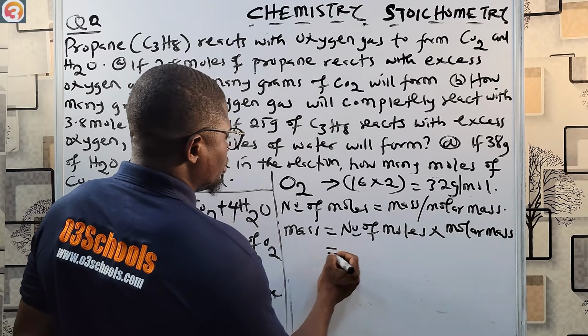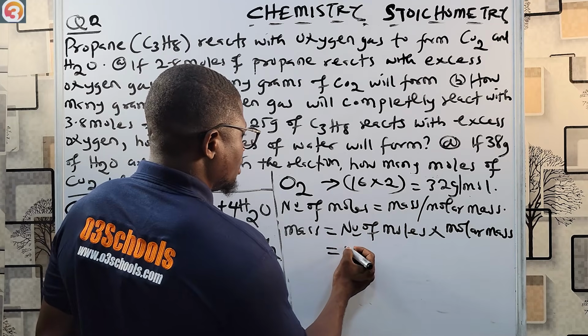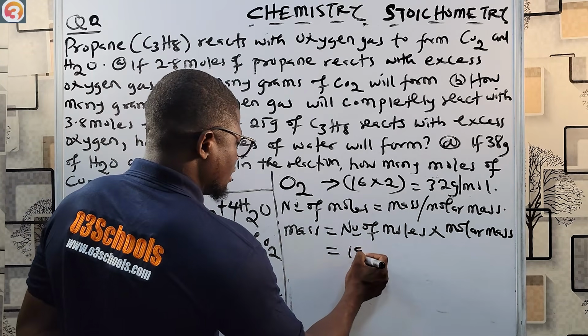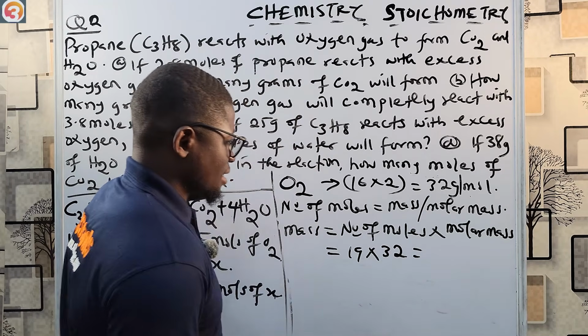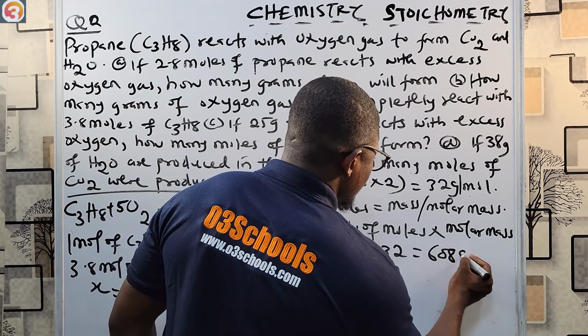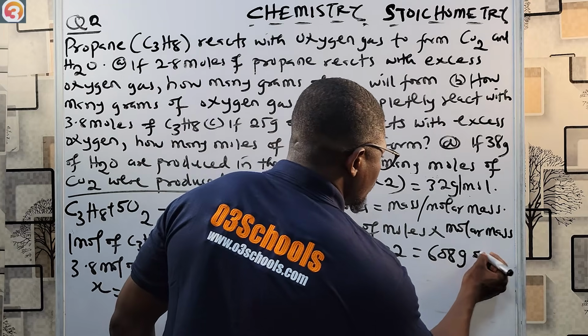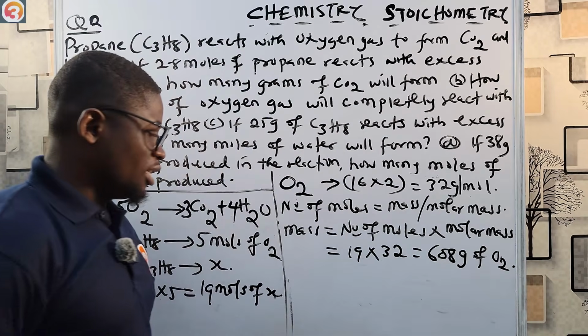Okay, so which will give us what now? What number of moles there? It's 19 moles. That's 19 times what? Molar mass is what? It's 32. This will give what? That's 608 grams of O2. So you see that question is very, very easy.